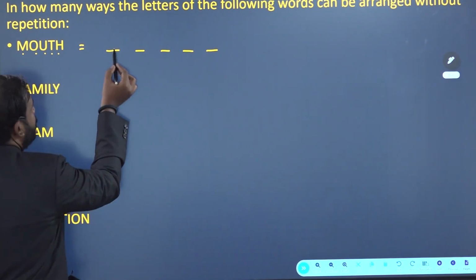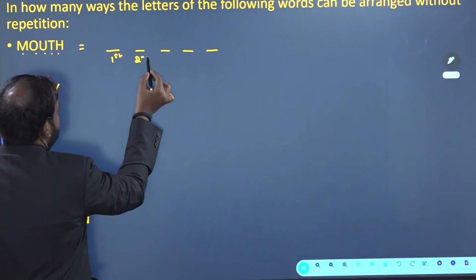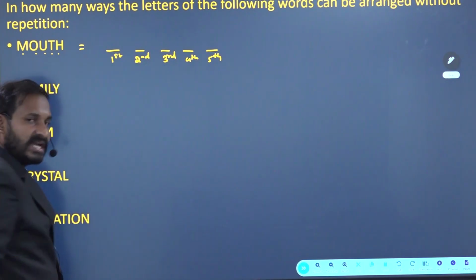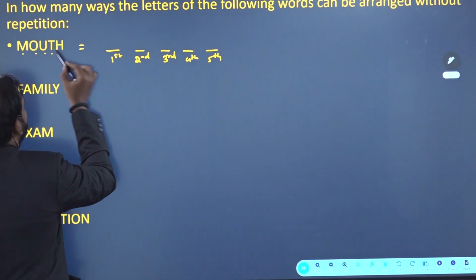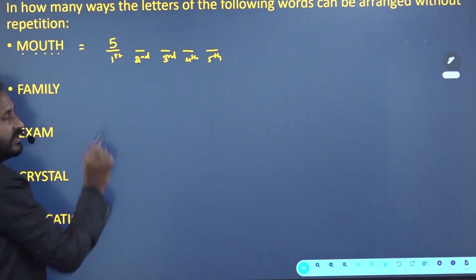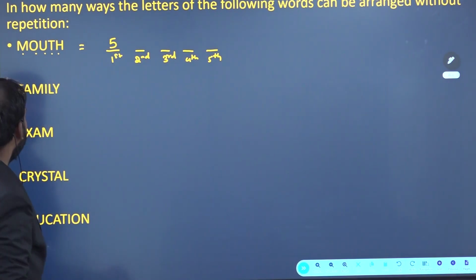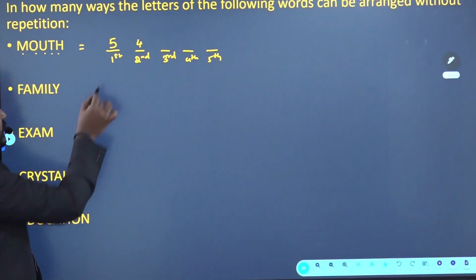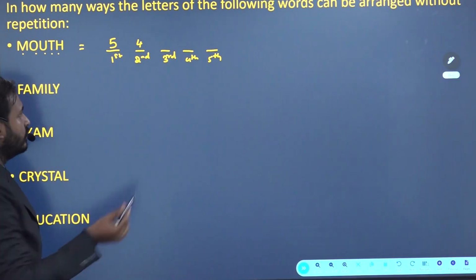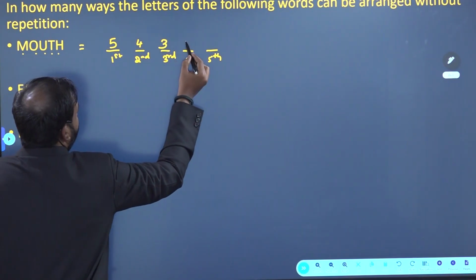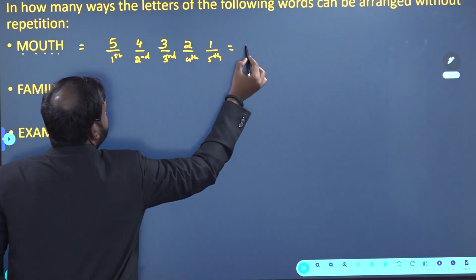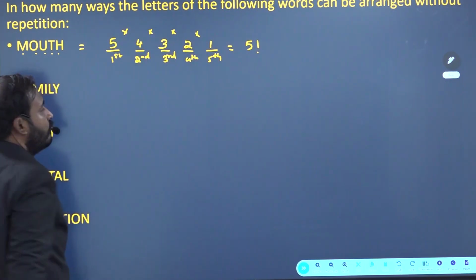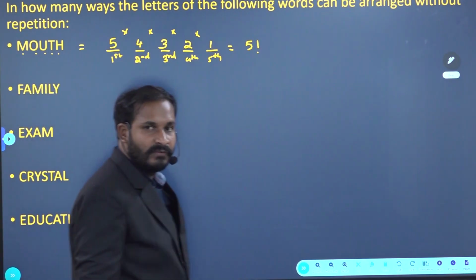So for my first position, how many chances are there? First, second, third, fourth, fifth. How many chances are there for my first position? Actually, 5 chances are there. Why? Because I can use any one of the 5 letters. Okay. Next, for the second position, only 4 chances. Why? Because already I used 1 here. So I will be left with 4 more letters. So for third, 3. For fourth, 2. And for fifth, 1. Which is indirectly what? 5 factorial. That means I need to multiply them. 5 into 4 into 3 into 2 into 1, which becomes what?